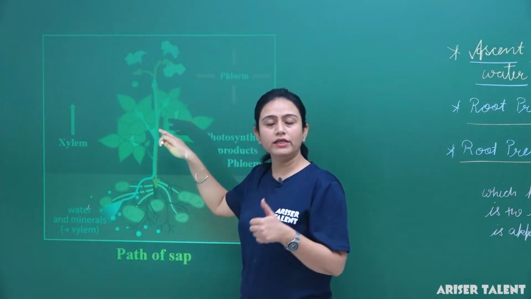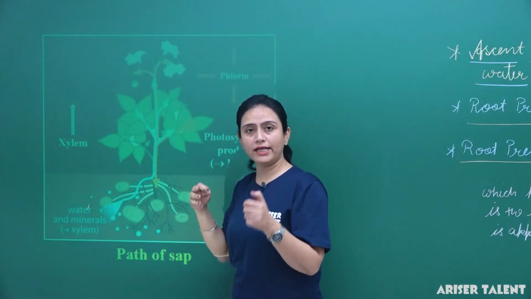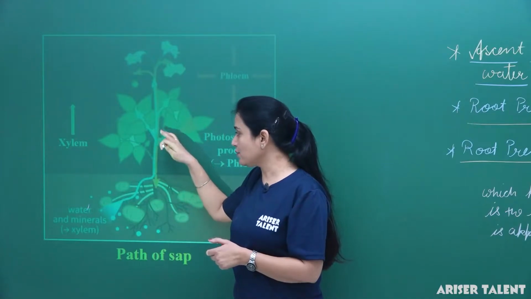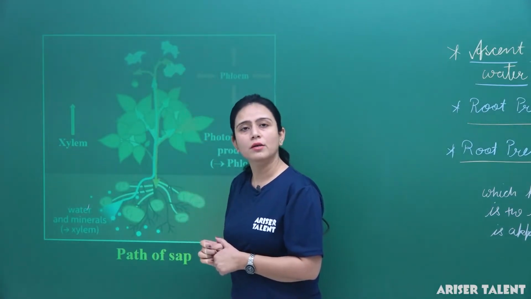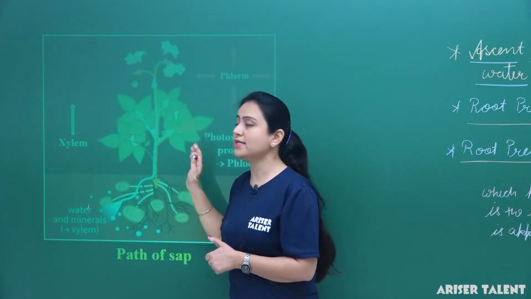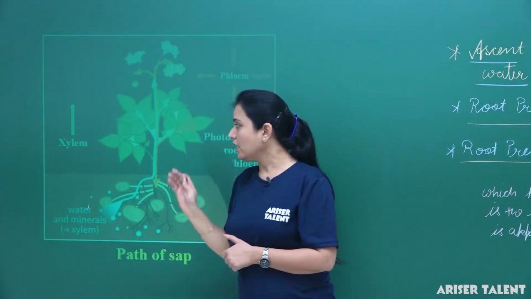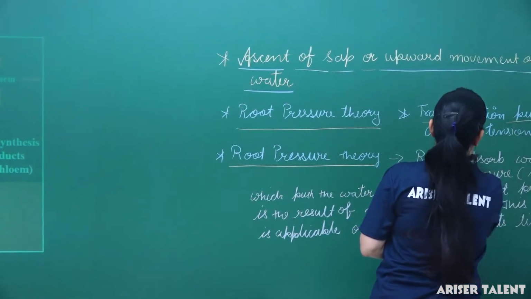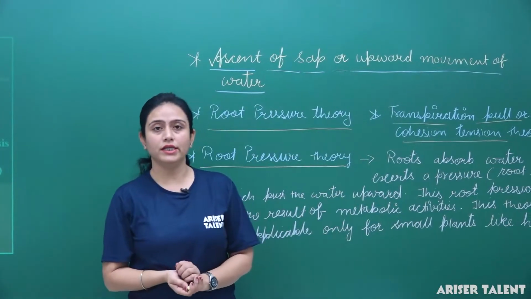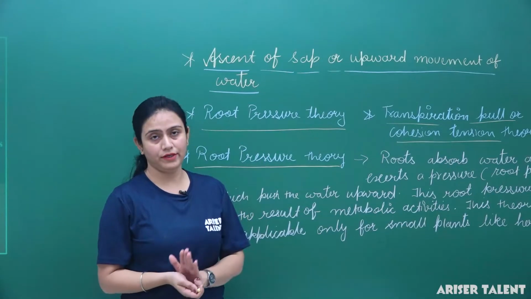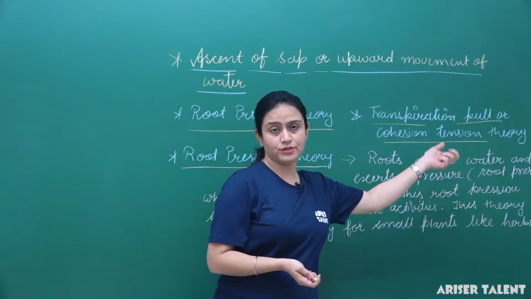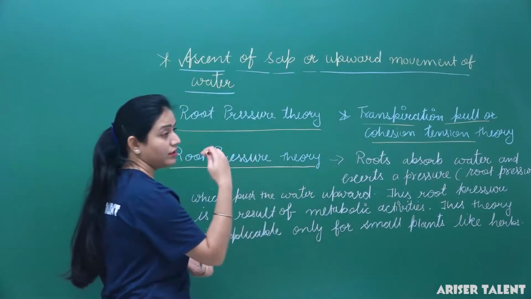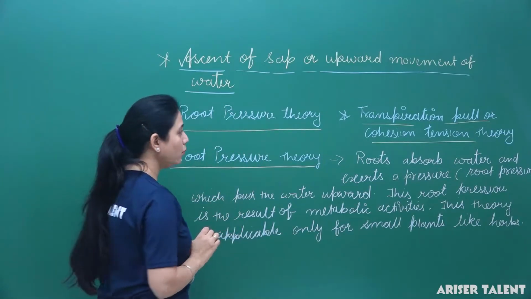When the leaves present in the plant exert the pressure, that is known as transpiration pull. This pressure pulls the water upward to the different parts, and this theory is applicable for tall plants only. Now next we are going to talk about transpiration pull or cohesion tension theory. This theory generally works during the day period. What is this cohesion tension? That is the attraction between the water molecules, the force due to the attraction of water molecules.